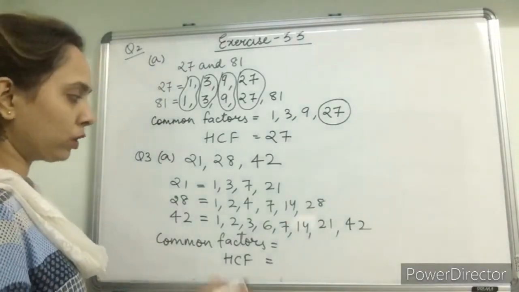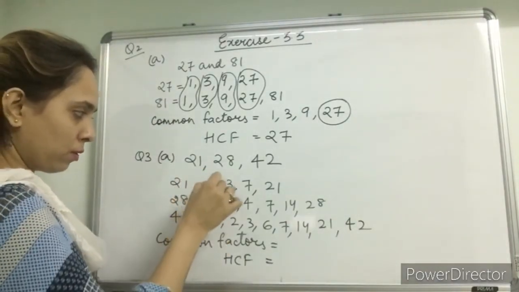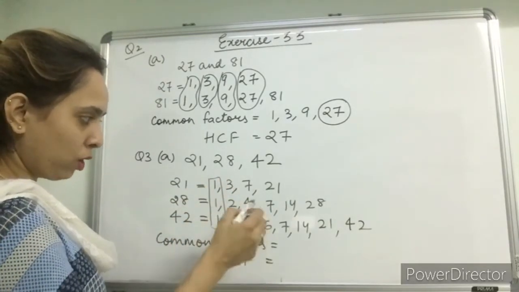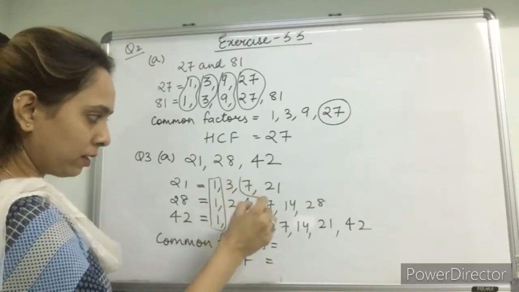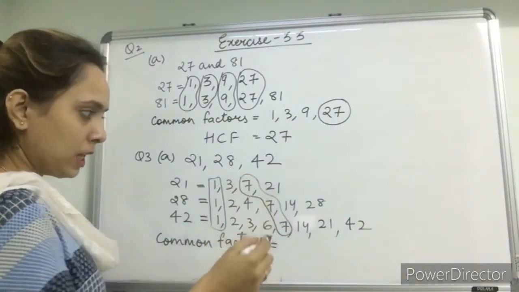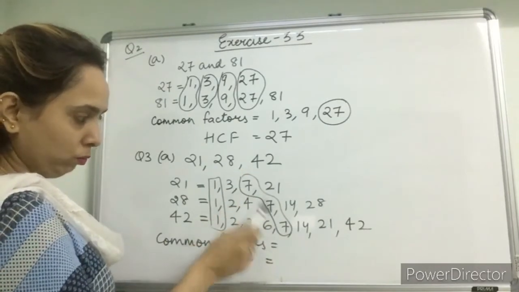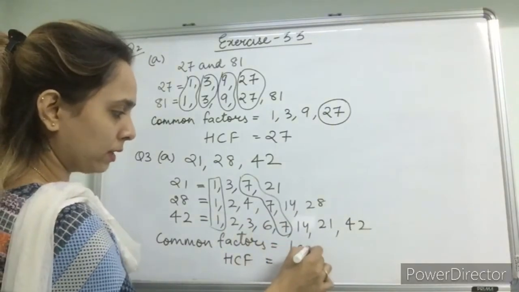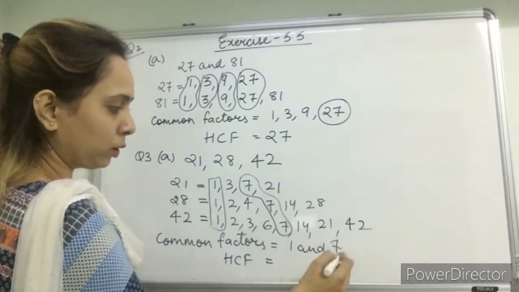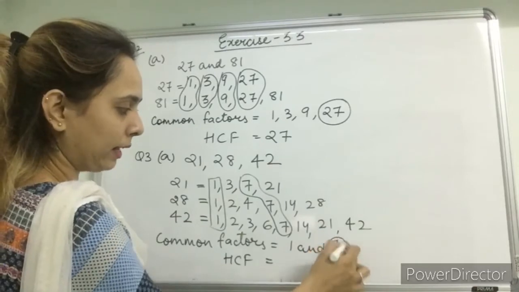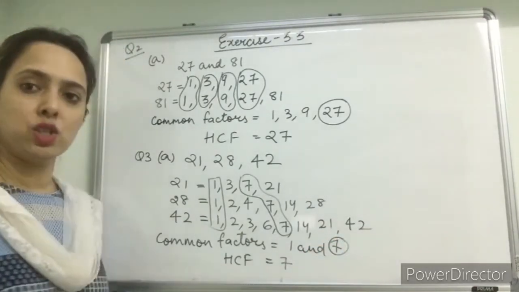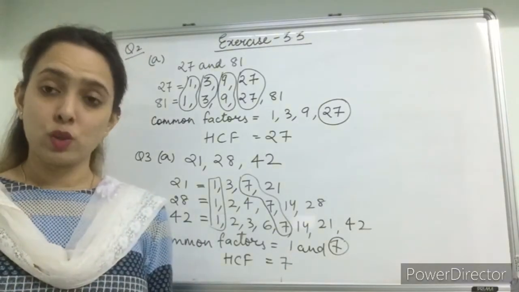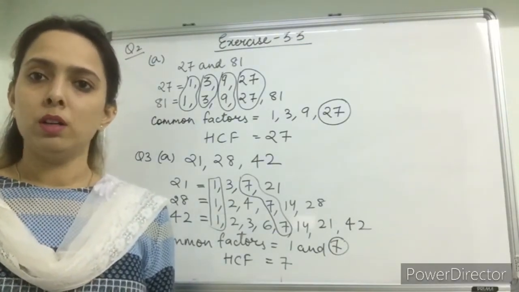Okay, let's check out the common factors. 1, then we have 2, no, 3, no, 4, no, 6, no, 7 is common in all the 3 numbers. Then 14, no, 21, no, 28, no, 42, no. So common factors are 1 and 7, and among these 2 common factors, the highest is 7. So HCF is 7. In this way you are going to do question number 2 and question number 3.